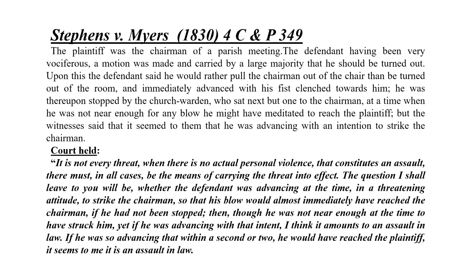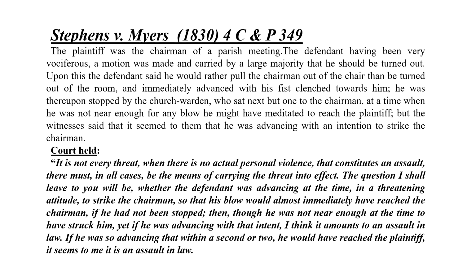Now, in this case, Stephens versus Mayers, 1830, the plaintiff was the chairman of a parish meeting. The defendant having been very vociferous, a motion was made and carried by a large majority that he should be turned out. Upon this, the defendant said he would rather pull the chairman out of the chair than be turned out of the room, and immediately advanced with his fist clenched towards him. He was thereupon stopped by the church warden, who sat next but one to the chairman, at a time when he was not near enough for any blow. He might have meditated to reach the plaintiff, but the witnesses said that it seemed to them that he was advancing with the intention to strike the chairman.